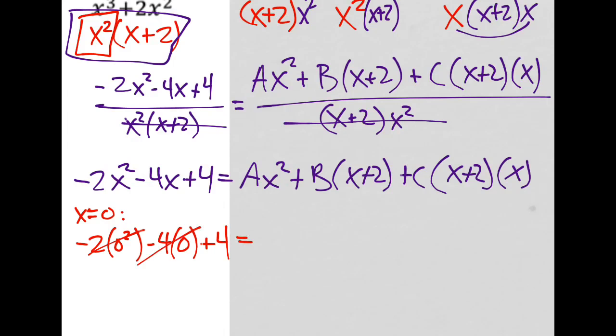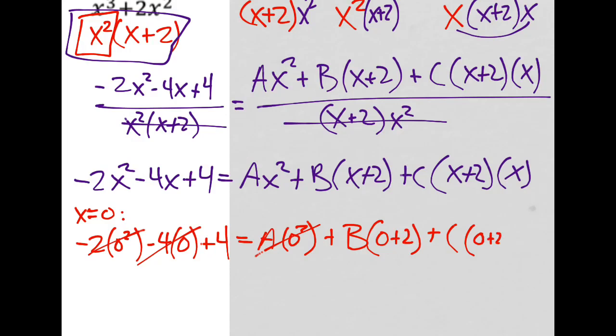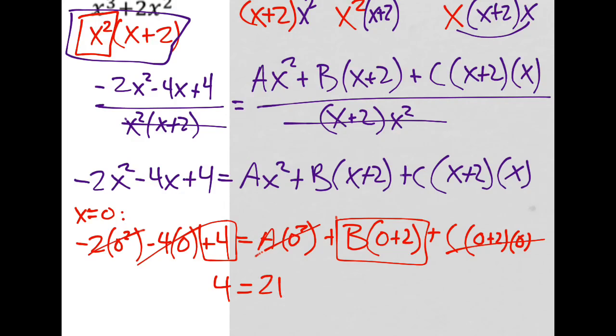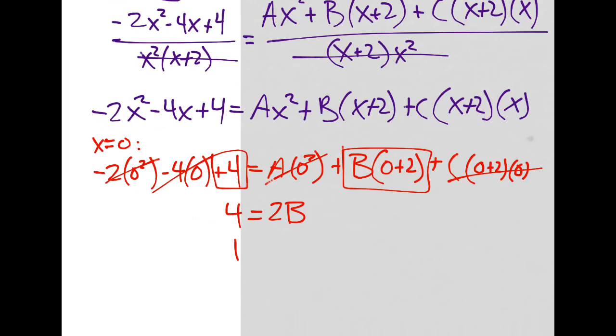4 equals a times 0 squared, which is 0, so that's gone, plus b times 0 plus 2, plus c times 0 plus 2 times 0. And so that's all gone. So I'm just left with b and that 4 right there. So 4 equals b times 0 plus 2 is 2b, and so b equals 2.